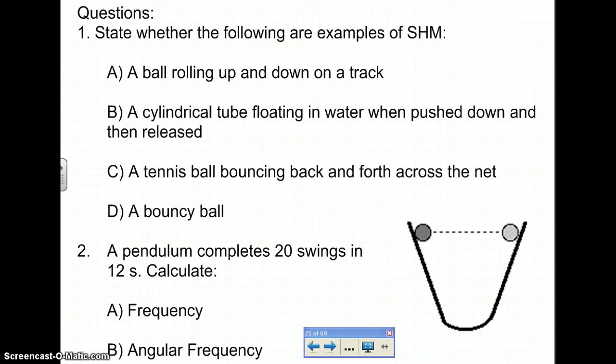So this slide right here, the last slide in your packet for today, is what I would like you to do for your 4.1 worksheet. Okay? All right, so that is all, guys.